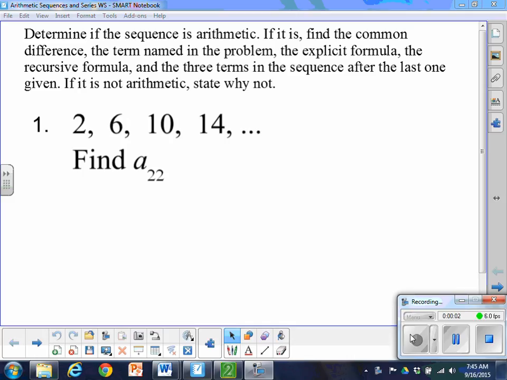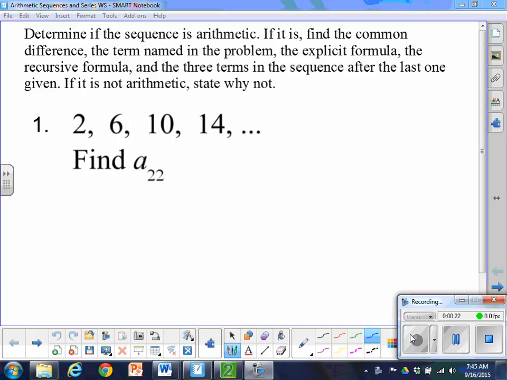Okay, this is the practice on arithmetic sequences and series worksheet that we did. So let's go through the first one here. We want to determine if this is arithmetic. If it is, find a common difference, find the term stated, and then the explicit formula, recursive formula, and the next three terms. If it's not, we say it's not, we're good.